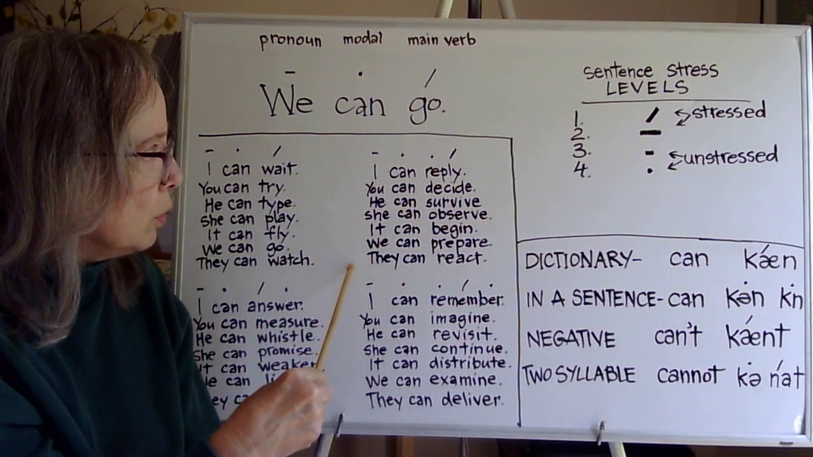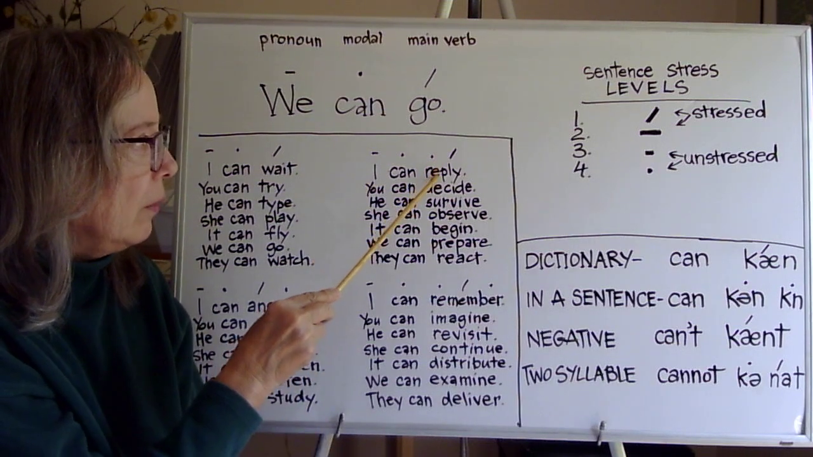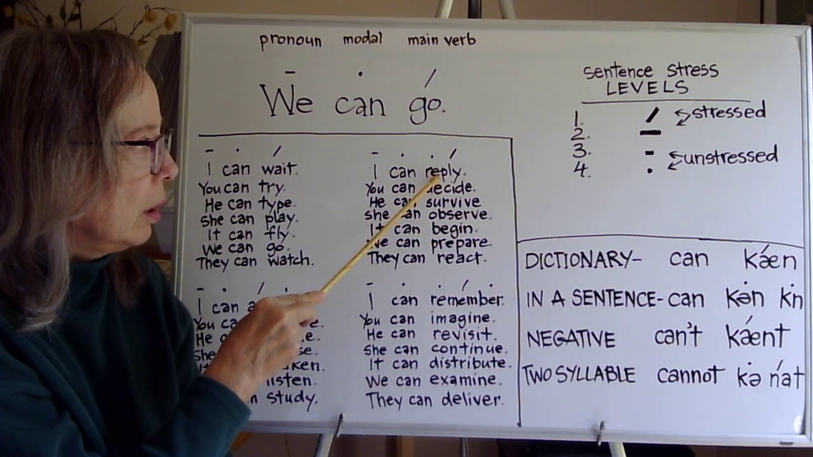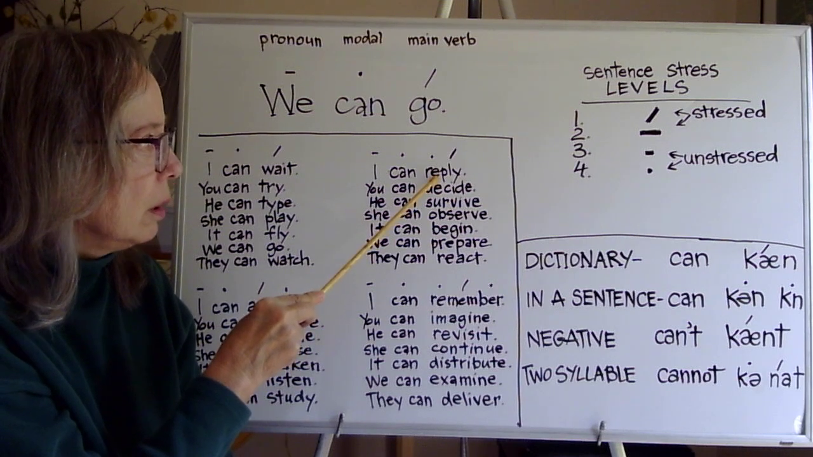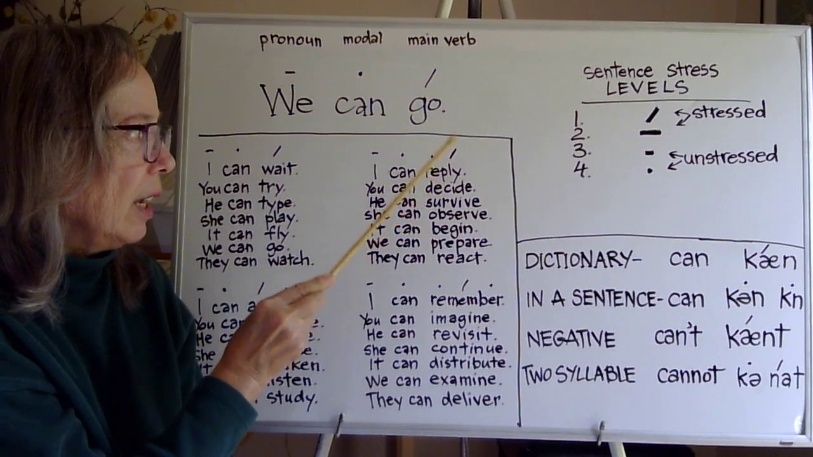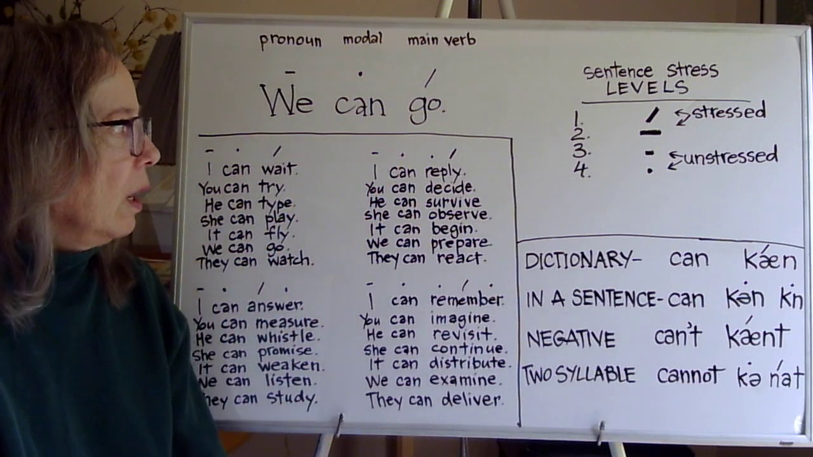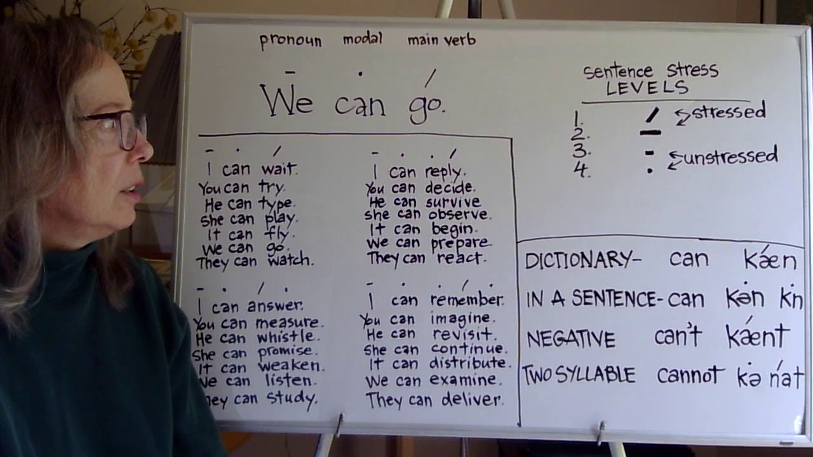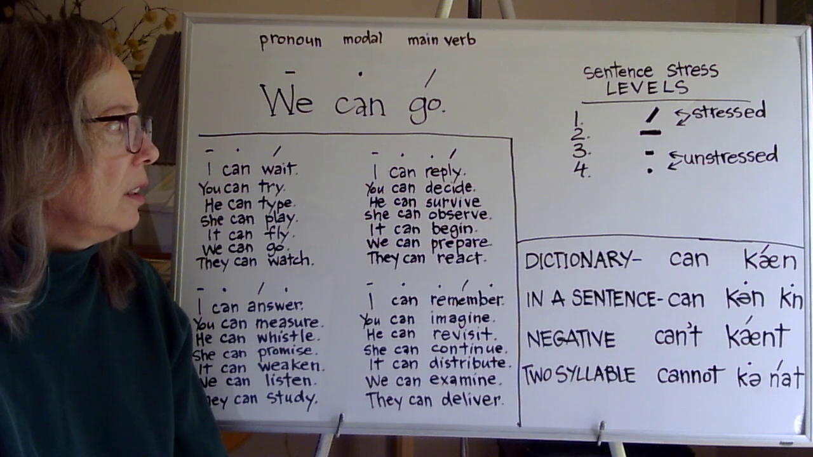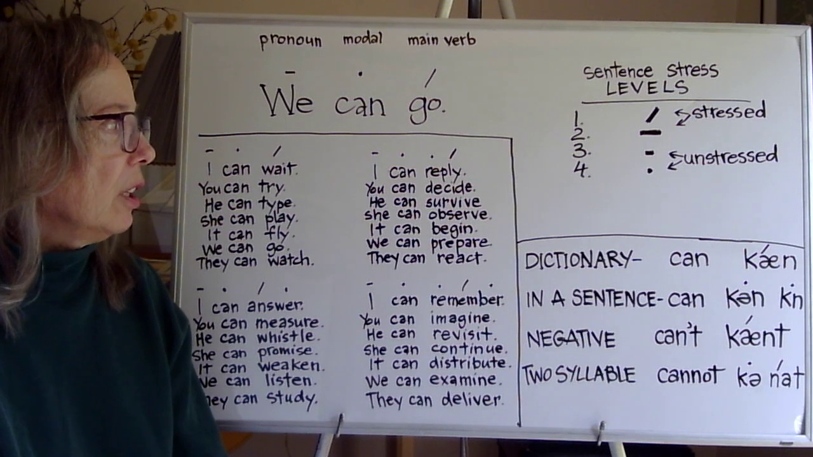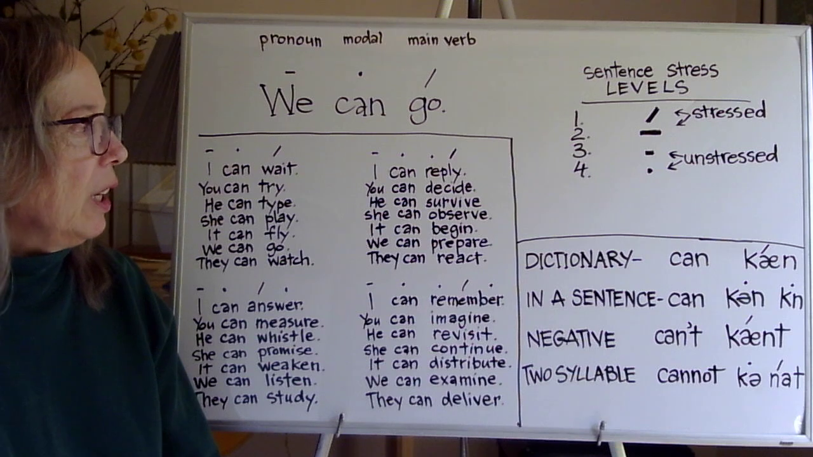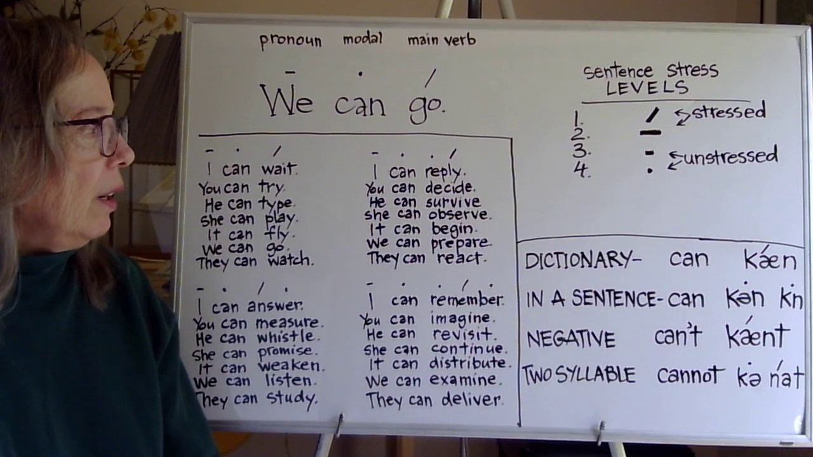In this group, we have the main verb, but the primary stress is on the second syllable in this verb. I can reply. You can decide. He can survive. She can observe. It can begin. We can prepare. They can react.